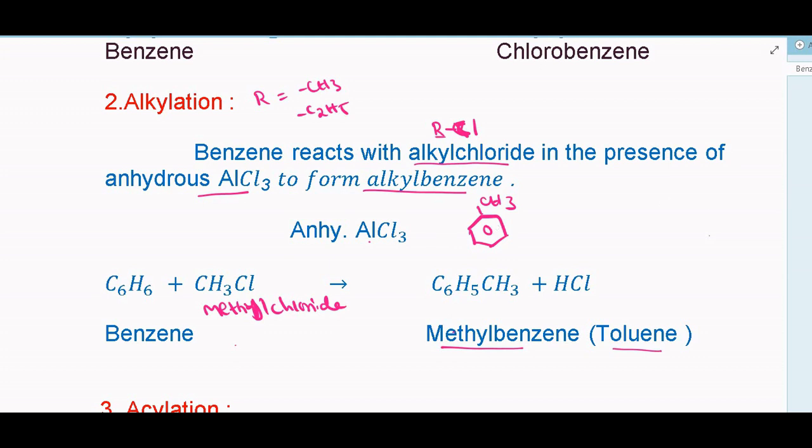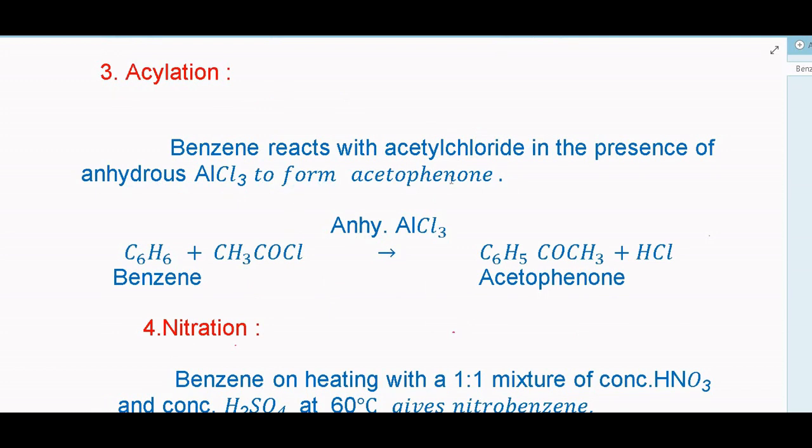Coming to the third reaction, that is the acylation reaction. In acylation, benzene reacts with acetyl chloride, CH3COCl, in presence of anhydrous AlCl3 to form acetophenone, C6H5COCH3. We call this reaction acylation.